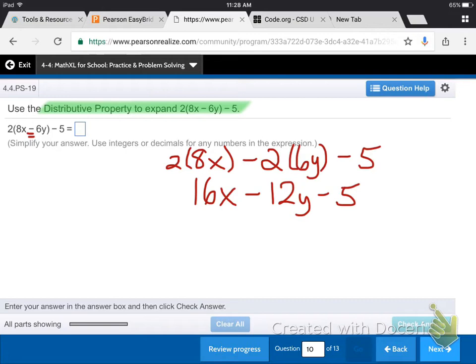So see, it's not that much more complicated. We just had this extra 5 out here, and we just had to write it in our expression. It didn't need to be multiplied by anything. It's just sitting there. Is it a like term with any other term? Does it have a y like the 12, or does it have an x like the 16? No. In fact, none of these terms are like terms because they all have a different variable, right? Here's an x, here's a y, and here's no variable. So this is the final answer. 16x minus 12y minus 5.